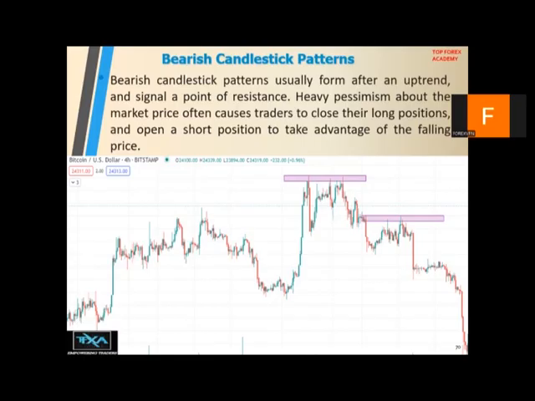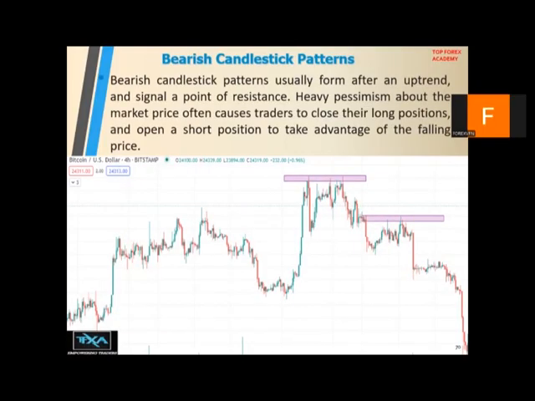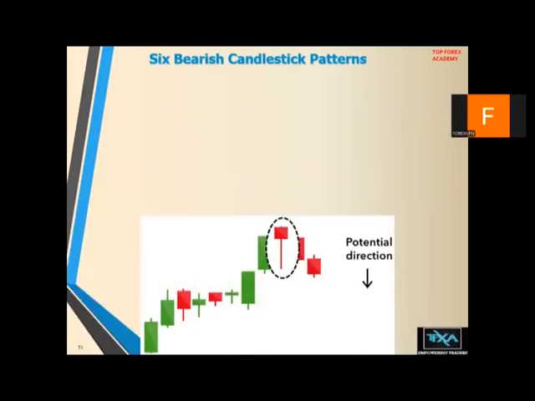Bearish candlestick patterns usually form after an uptrend just like this and signal a point of resistance. Heavy pessimism about the market price often causes traders to close their long positions and open short positions to take advantage of the falling prices. So now let's look at 6 bearish candlestick patterns. First one is the hanging man.